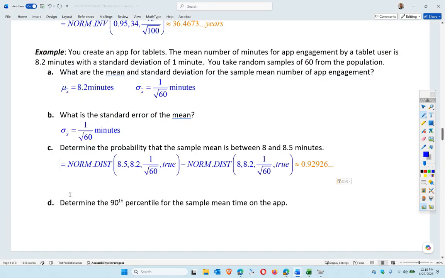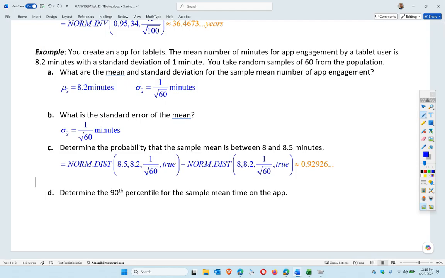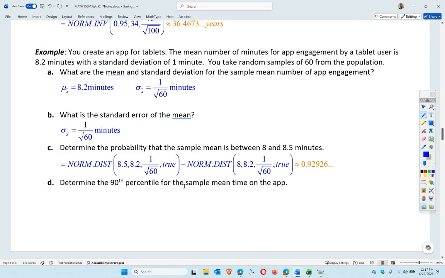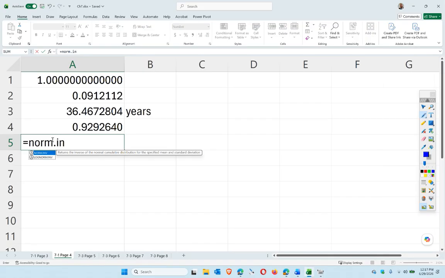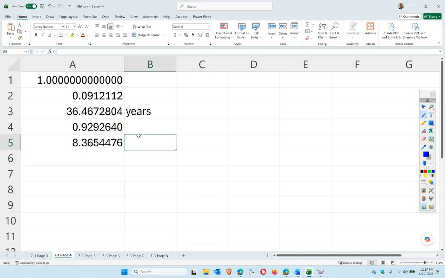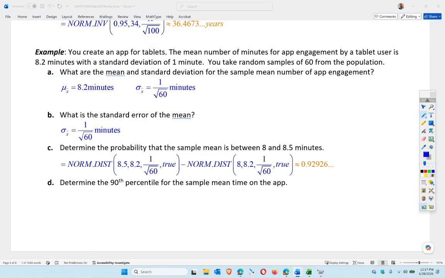Okay. All right, so next is saying determine the 90th percentile for the sample mean time on the app. Okay, so the group average, what is that average amount of time on the app if it's the 90th percentile? Okay, so NORM.INV, or inverting the 90 back to an actual value. So 8.2 average with a 1 divided by square root of 60 standard error. So that is a number of minutes that my app should be at the 90th percentile essentially. Okay. So the group average of those 60 people.